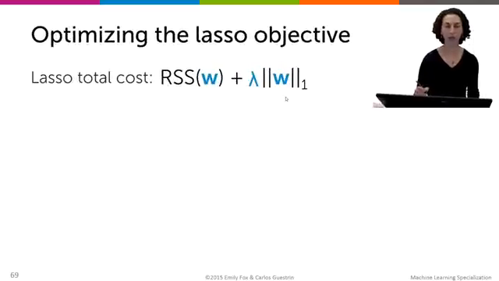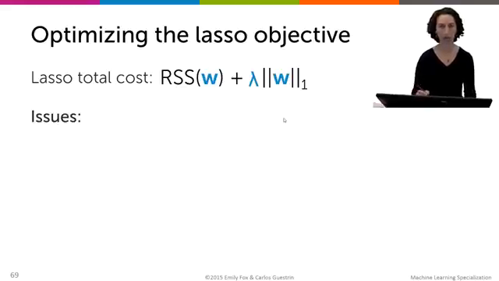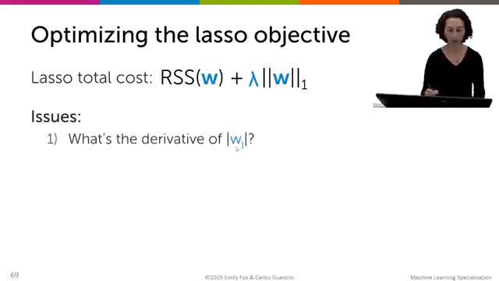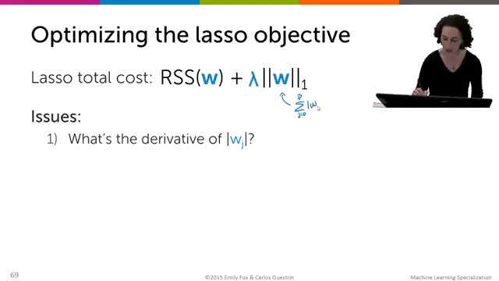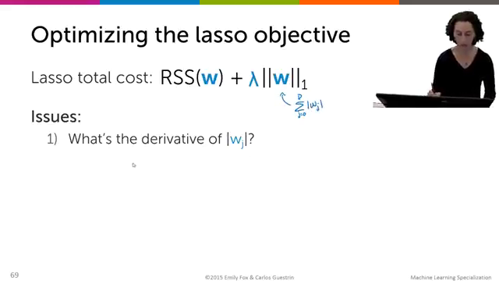Well, here's our lasso objective, and let's think about taking the gradient. Well, we know how to take the gradient of the residual sum of squares term, but then we get to this L1 objective, and we have some issues. In particular, what's the derivative of the absolute value? Because remember, our L1 objective is the sum over j equals 0 to d of the absolute value of wj. So we're going to have to take derivatives of this absolute value of wj.